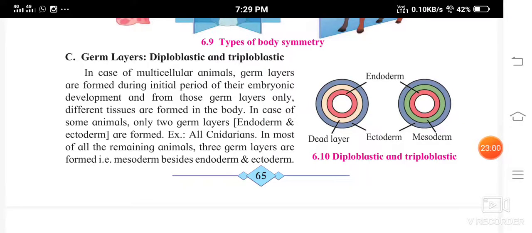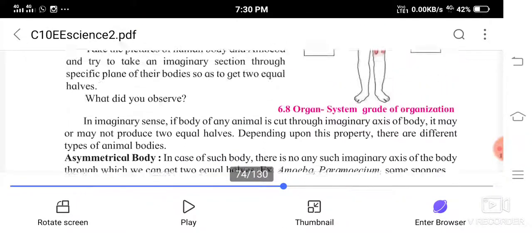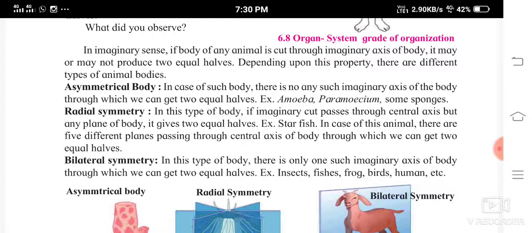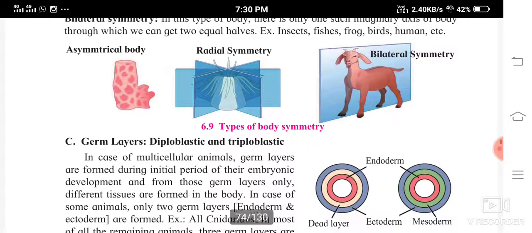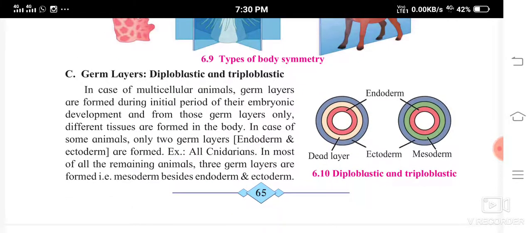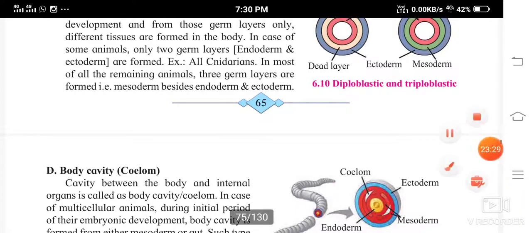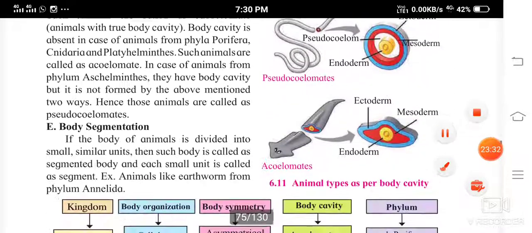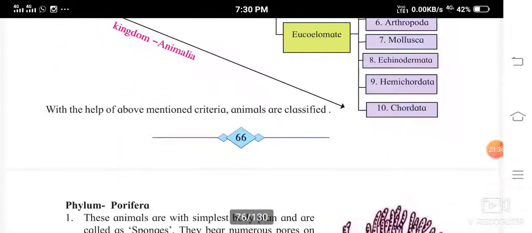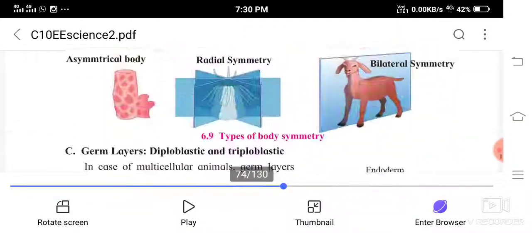So students, I am sure you understood the meaning of symmetry, isn't it? So it will be easy for you. If you have understood the meaning of symmetry, I am sure you will be able to understand asymmetry, radial symmetry and bilateral symmetry. So I'll be showing you the germ layers, that is the diploblastic and triploblastic. That is a small video clip I'll try to show you on this, okay, in the next video. So let us continue body cavity, body segmentation, okay, yes, in the next video.